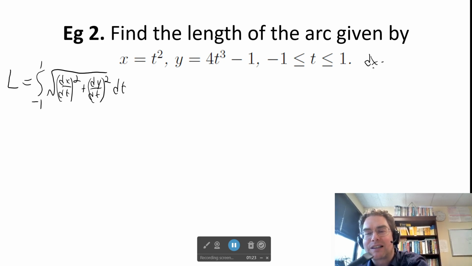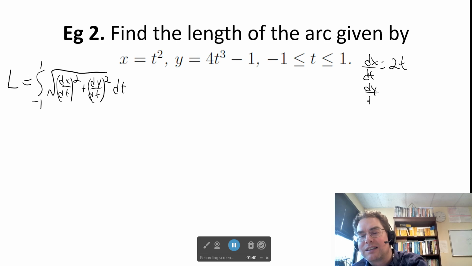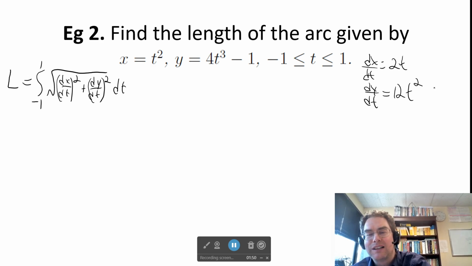Well, in this case, they are relatively easy to do. dx over dt is just going to be 2t. And then dy over dt, similarly easy, it will be 8t squared. No, 12t squared. There we go. Okay, so we'll put those in.